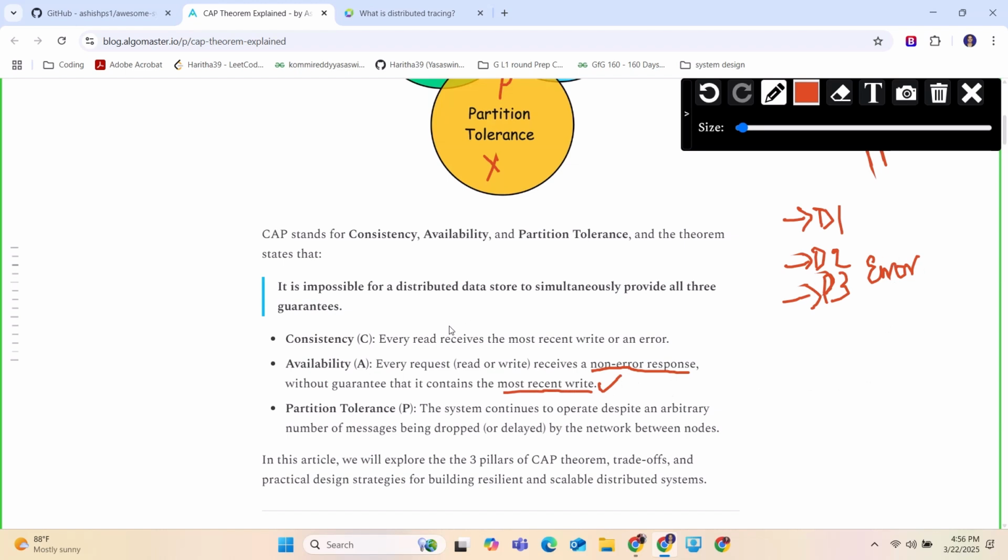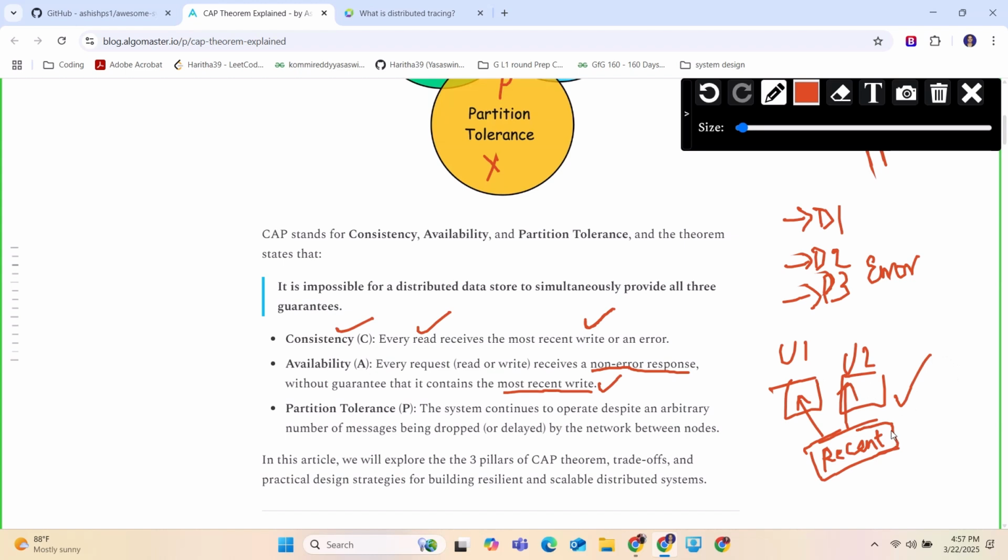So here we should understand a few terminologies. Read we can think of as a request, and write as something else. Every read, meaning every request, receives the most recent write. Data should be consistent over every platform. User 1 opened one system, user 2 opened another system; your data should be consistent over every system. It should take the most recent, updated value across the systems.